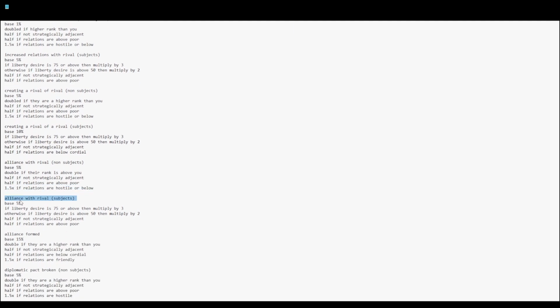Alliance with rival for subjects has a base of 5%. If liberty desire is 75 or above, then multiply by 3. Otherwise, if liberty desire is above 50, then multiply by 2. Half if not strategically adjacent, half if relations are above poor.